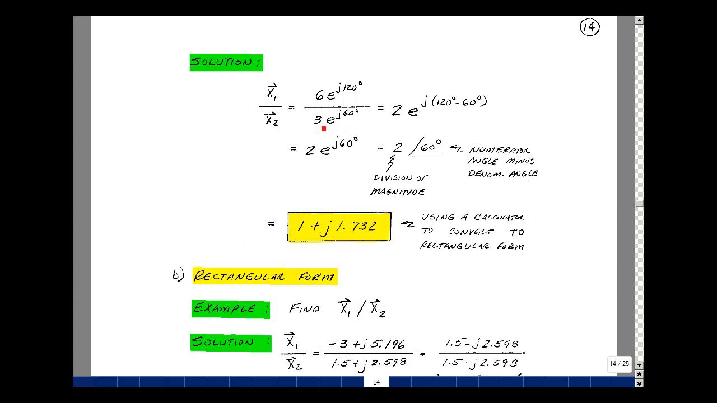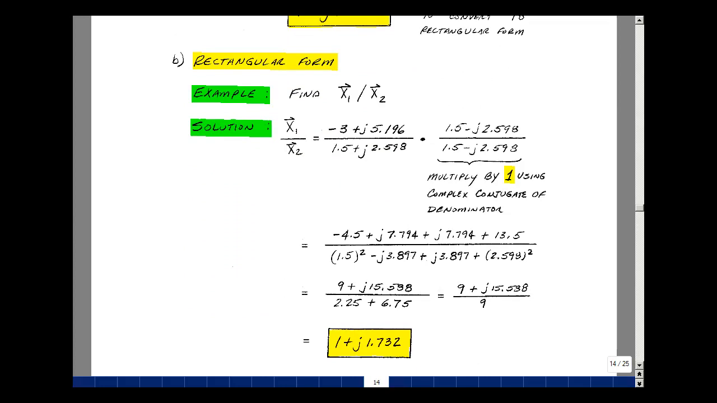The ratio of these two would be 6 divided by 3, and then we would take the argument of the numerator and subtract that of the denominator, so it'd be 120 minus 60 times j. We have 2 times e to the j 60. Our shorthand notation is 2 at angle 60. Punching this in my calculator, I convert from polar form to rectangular. I get 1 plus j 1.732. You can see how convenient that is versus taking our definitions of sines and cosines and the like.